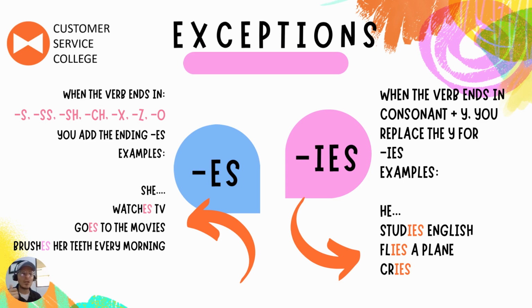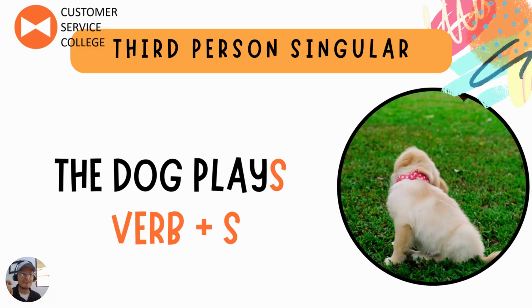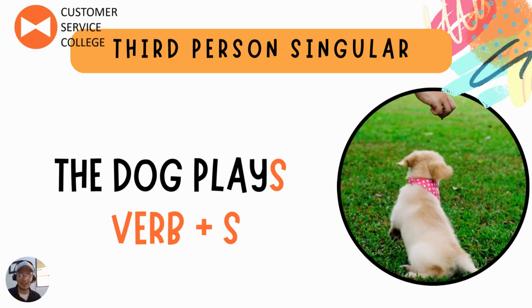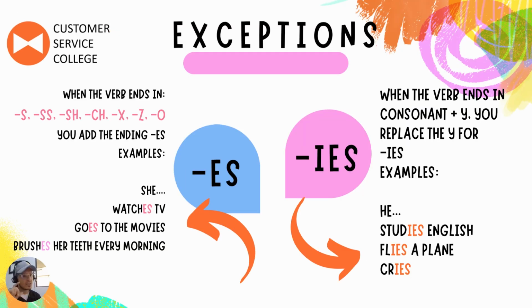Don't worry, we don't have so many. There are not many verbs. It's more common to have the verb with S as the one here. But when you see these verbs, you just have to make that little change to ES. And the other exception is when the verb ends in consonant plus Y, you replace the Y with I and then add ES. Examples: he studies English, he flies a plane, or he cries.